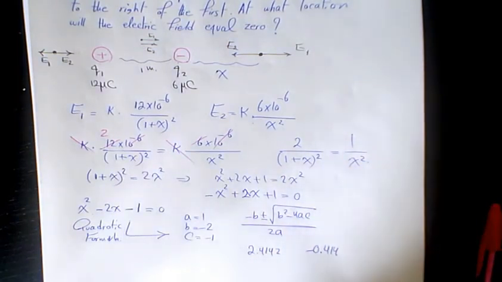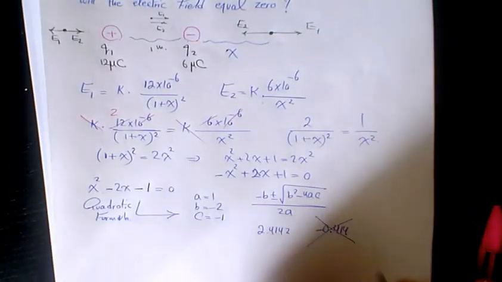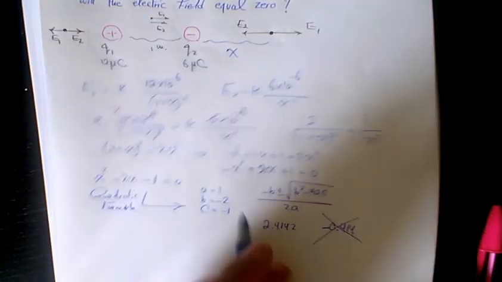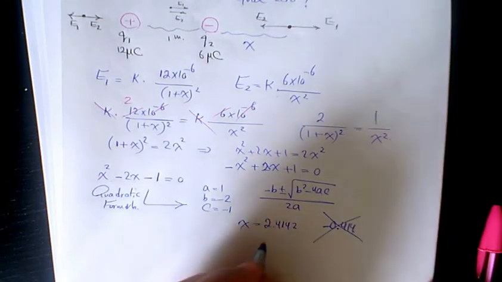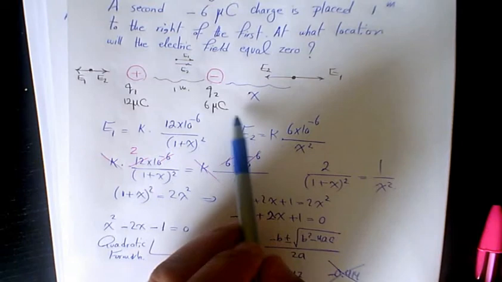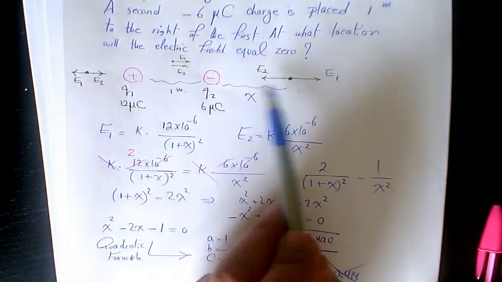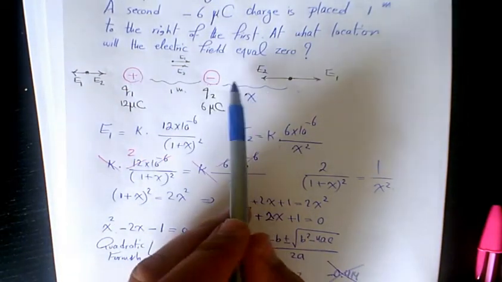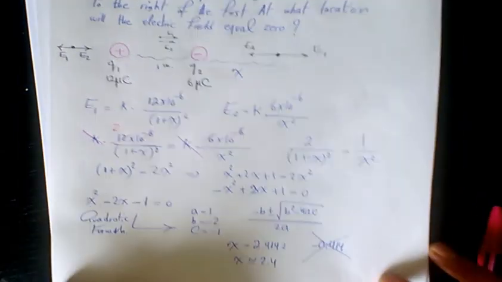As I said earlier, it cannot be at this point, so the negative number is not correct. So x is going to be approximately 2.4 to the right of the second point. So the distance from here to here is going to be 3.4. The distance from here to here is going to be 2.4.